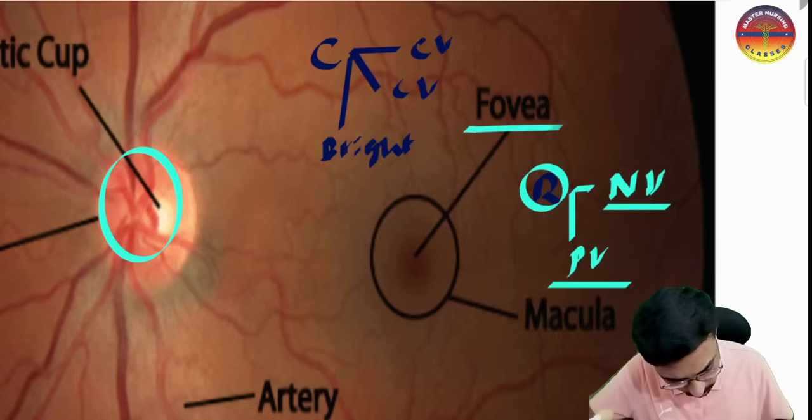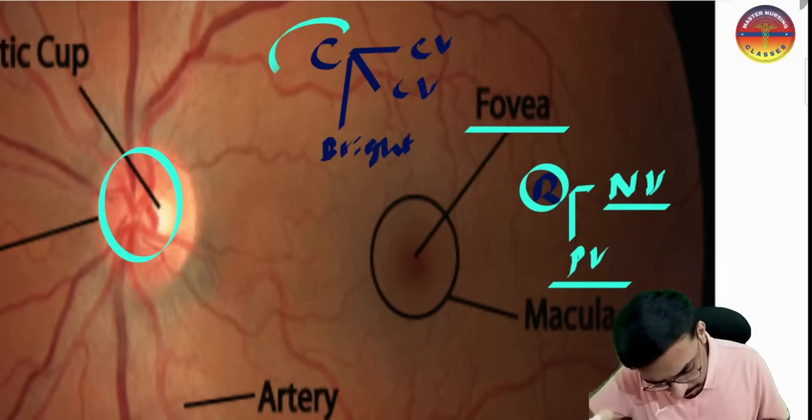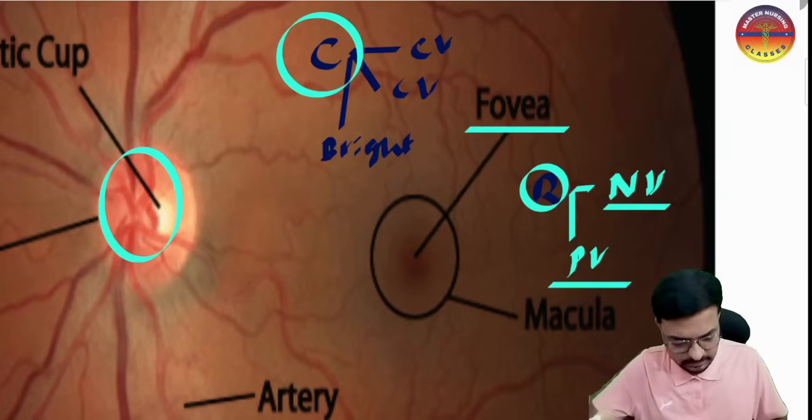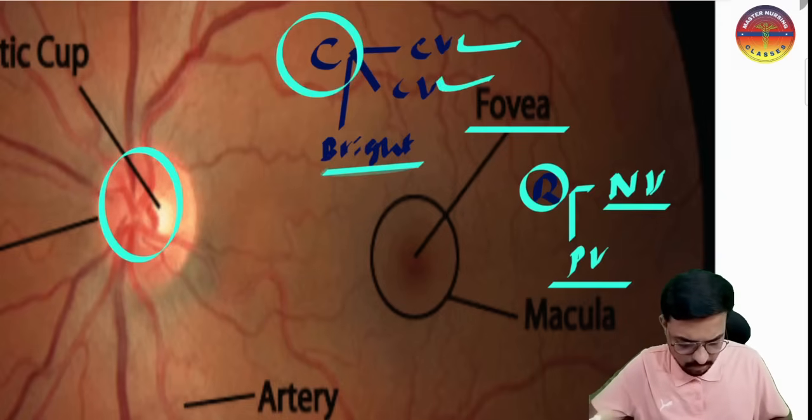In the fovea centralis we have abundant cone cells, so it is responsible for central vision, color vision, bright vision and daytime vision.